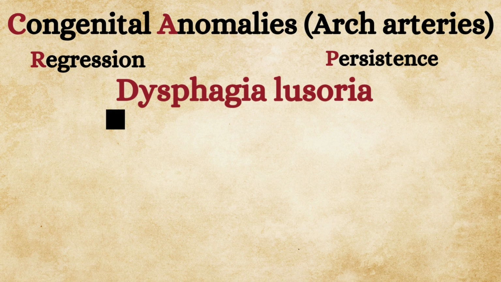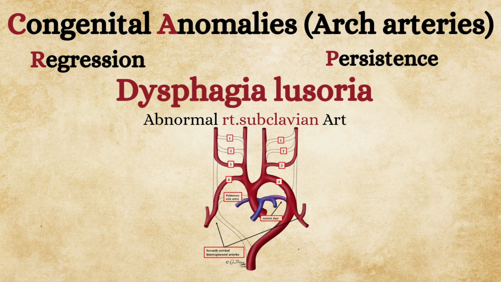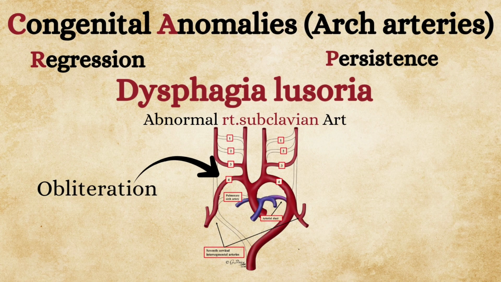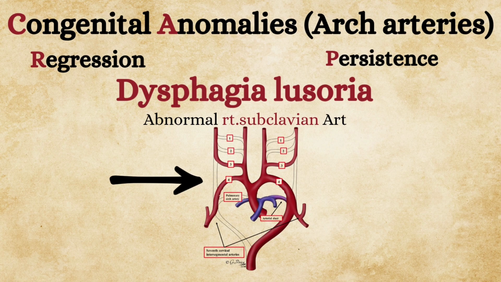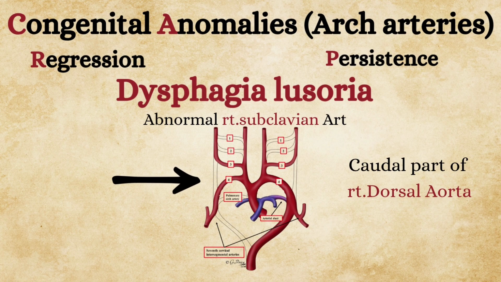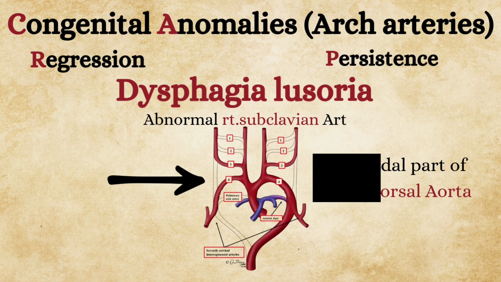Dysphagia lusoria, abnormal right subclavian artery. This anomaly occurs when the normal development of the right arch system fails. It includes obliteration of the right fourth arch artery, which normally forms the proximal right subclavian, and persistence of the caudal part of the right dorsal aorta, which should normally regress.